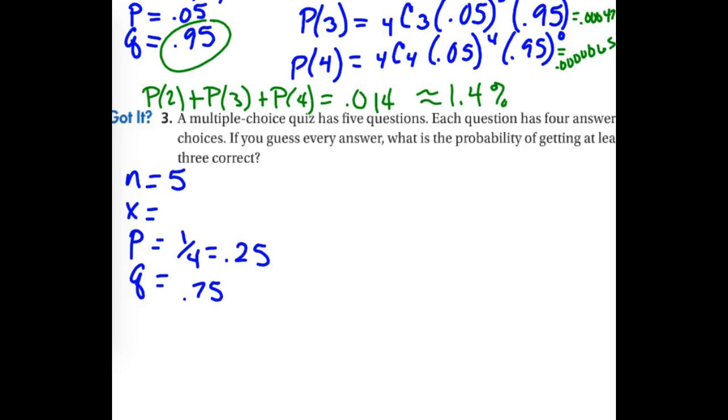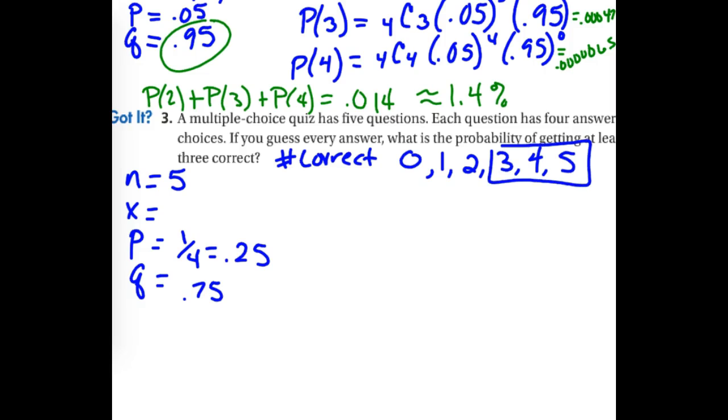What is the probability of getting at least 3 correct? Well, if I did the whole probability distribution, what are my options? I could have none of them correct. I could have one of them correct, 2, 3, 4, or all 5 questions I could get right. This one says at least 3. That means we're looking for these. So we need the probability of 3, probability of 4, probability of 5, and then we'll add them up.